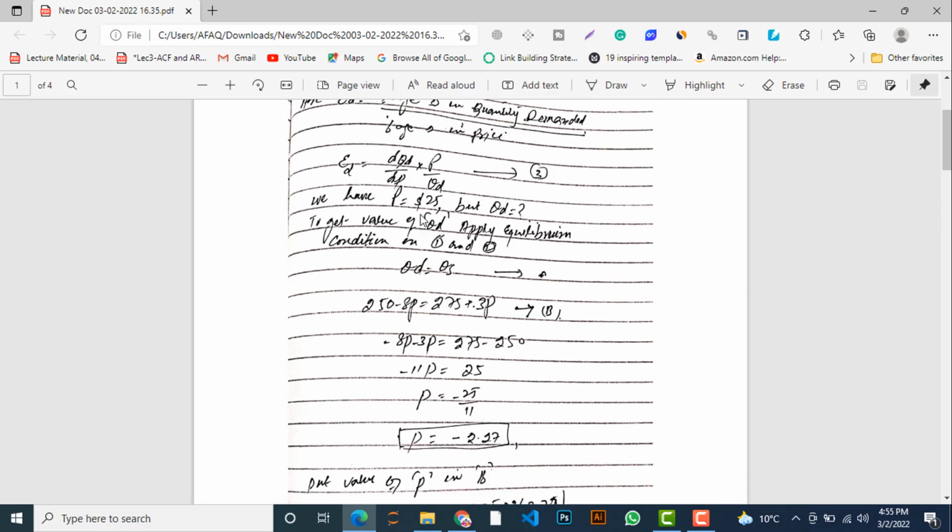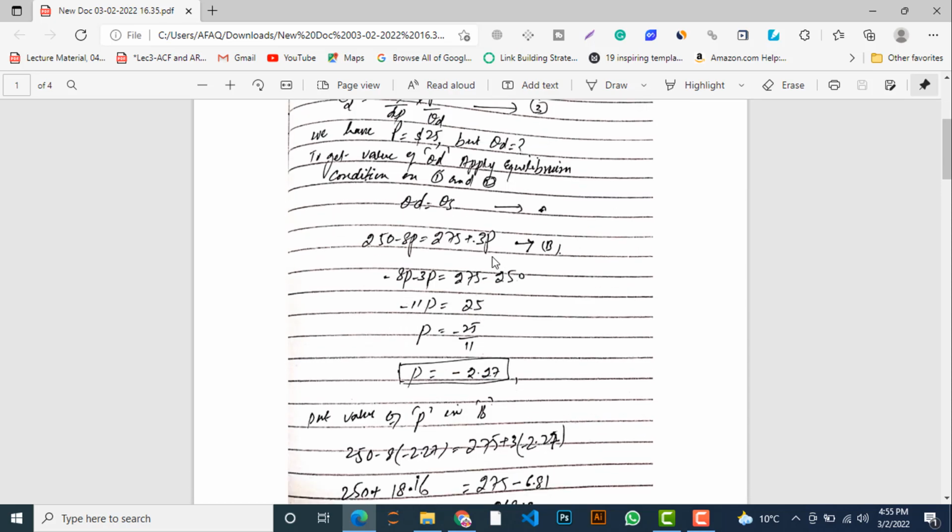We have P equal to $25, but QD is unknown. It means we need the value of QD as well as dQD over dP. To get the value of QD, we apply the equilibrium condition on equations 1 and 2, and we know that in equilibrium condition QD is equal to QS. We label it with the symbol A, and by putting the values of equation 1 and 2 in A, we get 250 minus 8P is equal to 275 plus 3P. By shifting 3P to the left hand side and 250 to the right hand side, the signs are interchanged.